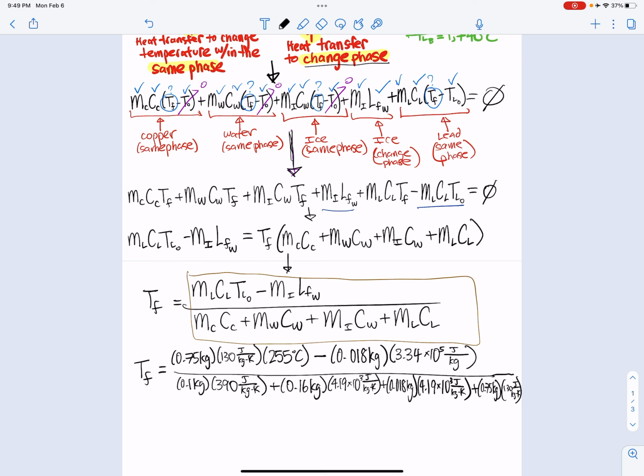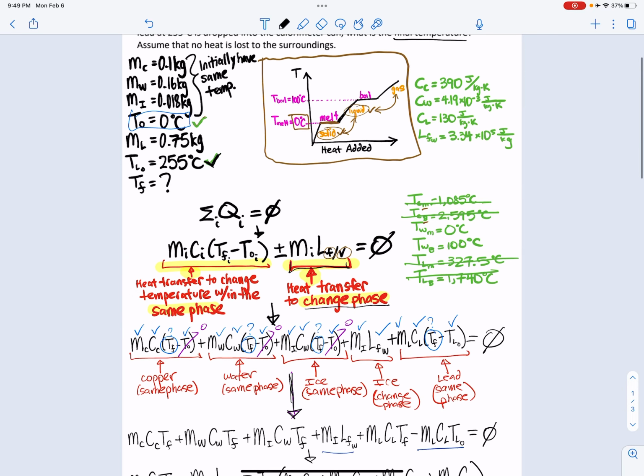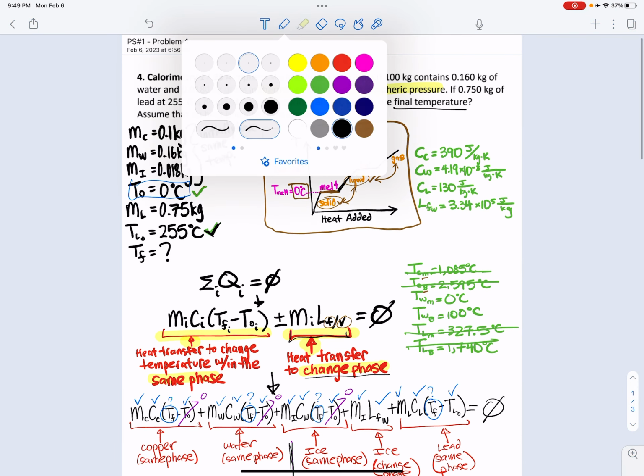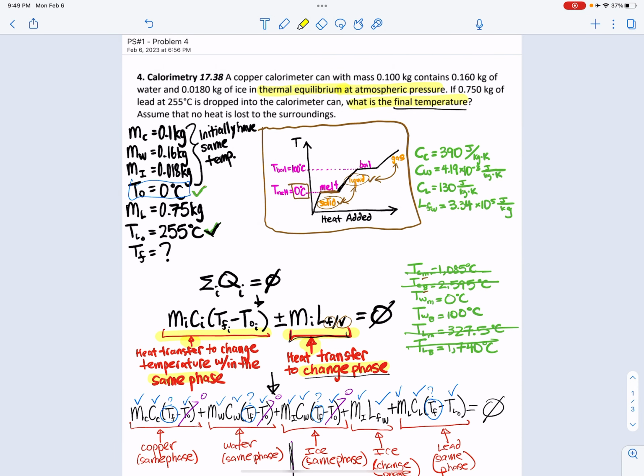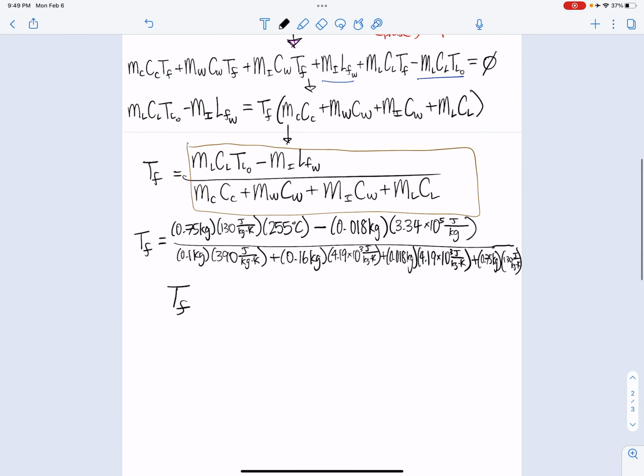Okay, and if you plug that in your calculator, you will get the final temperature, which is what they were asking for, right? What's the final temperature? If you plug all this in the calculator, it is equal to 21.36 degrees Celsius. There you go.